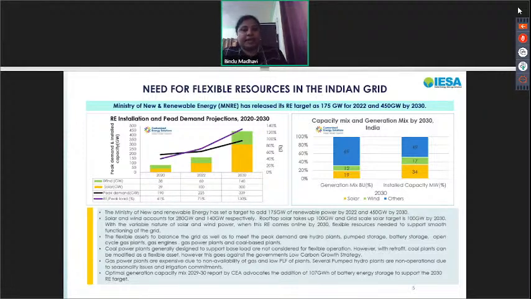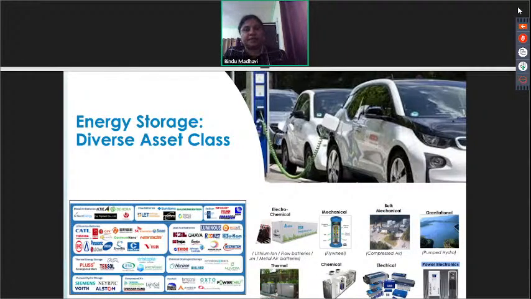So when I'm saying this kind of generation capacity mix is coming up, where does it all go? When I'm saying energy storage, the general notion is that energy storage is only pumped storage or lithium or lead acid. No, there are different kinds of chemistries available under this technology, say electrochemical, mechanical, bulk chemical, gravitational, thermal storage, as well as electrical storage, power electronics, etc. So we have to choose the right technology for the right application, then only will this asset class be useful for all the sections of the power sector or any other sector where we are utilizing it.